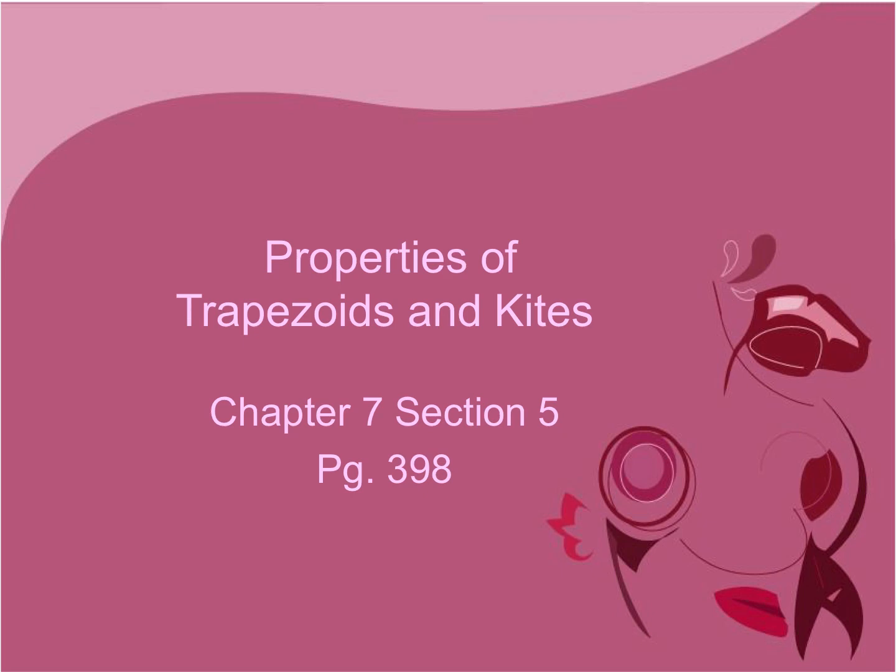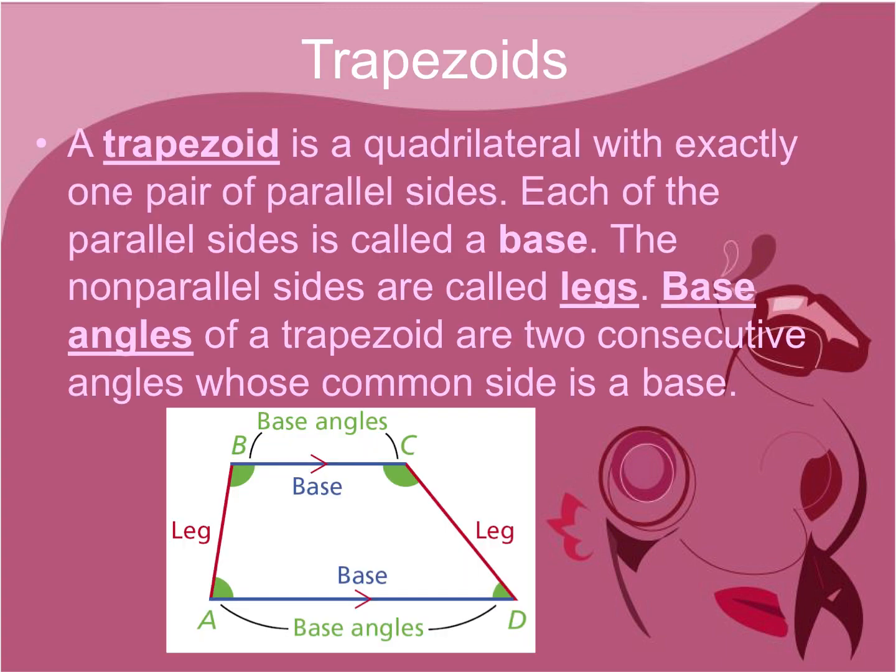So today we're going over the properties of a trapezoid and the kite, so chapter 7 in section 5. A trapezoid is a quadrilateral with exactly one pair of parallel sides. Each of the parallel sides is called the base. The non-parallel sides are called legs. And the base angles of a trapezoid are two consecutive angles whose common side is a base.